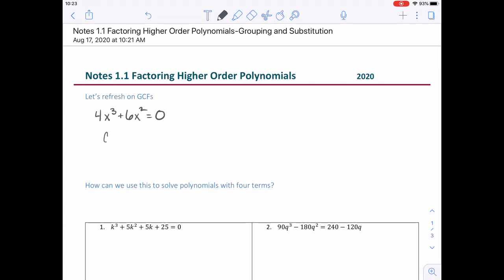Our GCF, or greatest common factor, is 2x squared. So then we're going to factor that out, 2x squared. Remember, factor out basically means divide, so what we're really doing is dividing all of these terms by 2x squared. That's going to leave us with 2x from the first term, plus 3 from our second term, and this is equal to 0. This is factored. We can't go any further with either of our two parts, so we have a 2x squared that we can't factor anymore, and a linear term 2x plus 3 that we can't factor anymore.